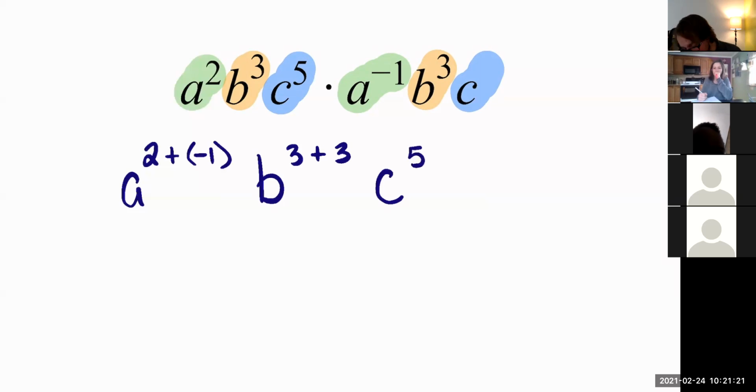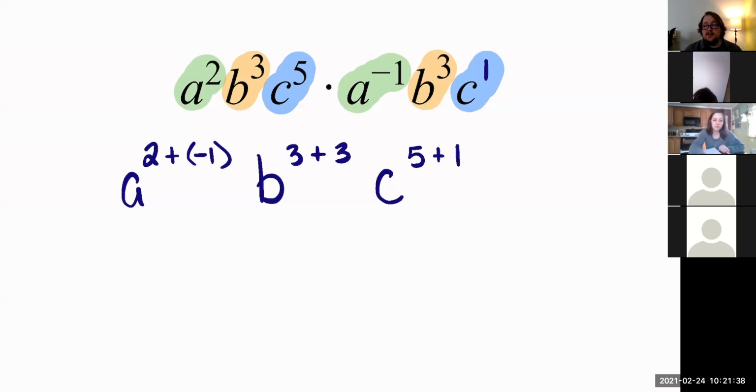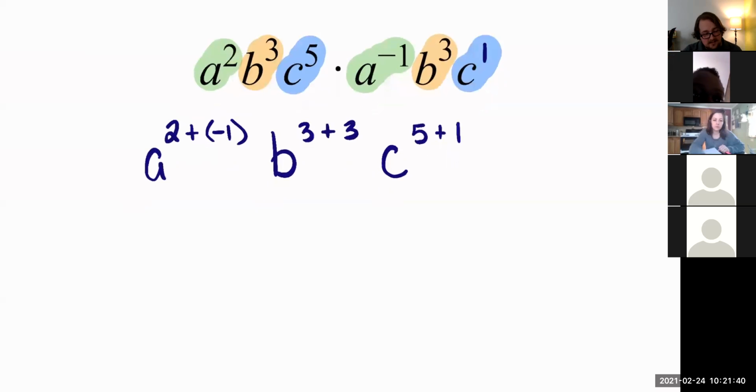Well, 5 plus 1, because if you recall, I said every base has an exponent, and if you don't see its exponent, that means that there's a 1 hiding there. So a lot of times that 1 gets overlooked in this process. Be careful not to make that mistake.